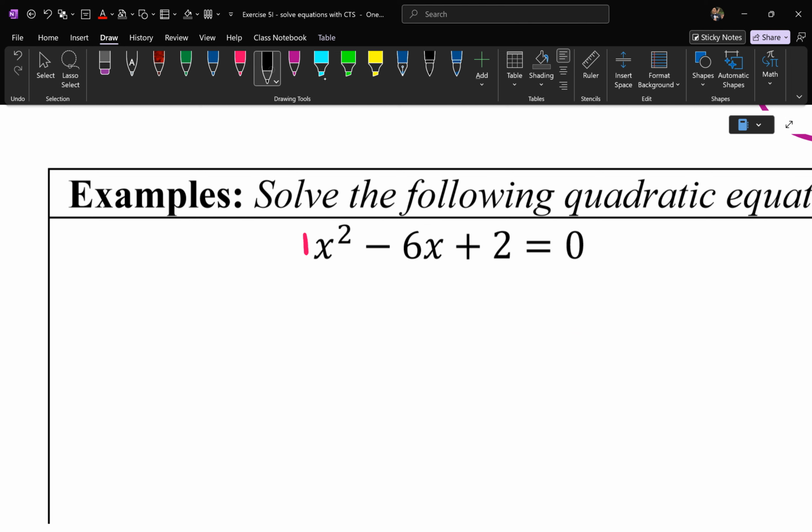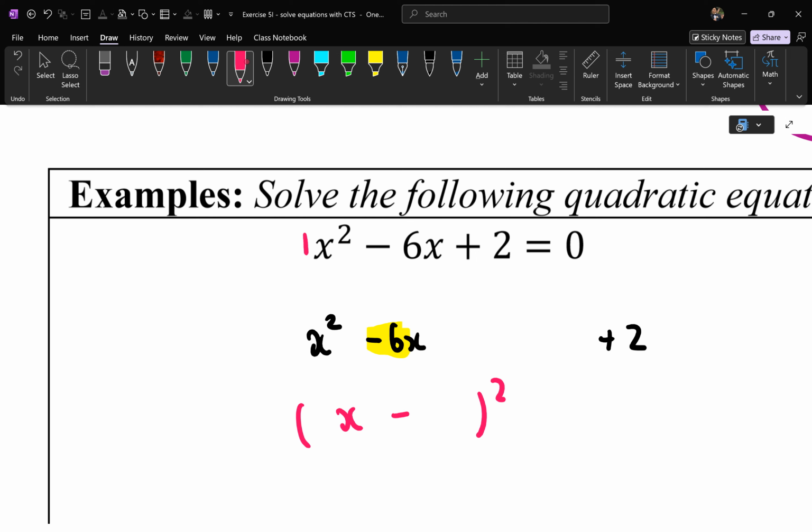So using that same concept again, we've got x squared, we've got minus 6x, and we've got a plus 2. It's not the last number that matters, it's the middle one. So this one's a minus 6. So if I were to write this as a perfect square, what number should go into the brackets? Yes, Molly?